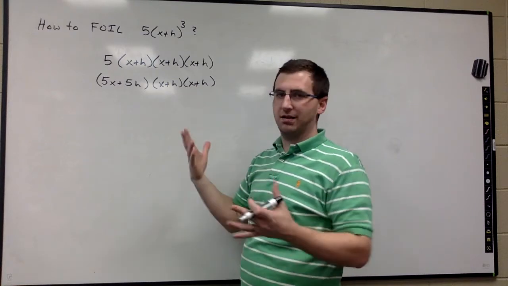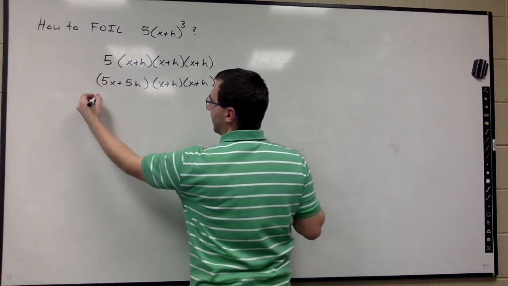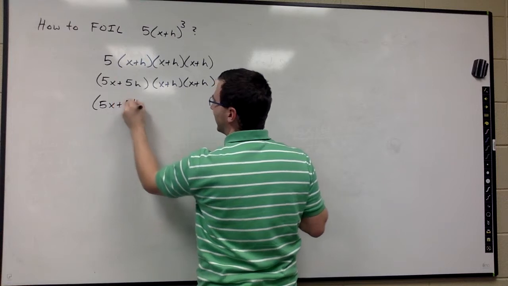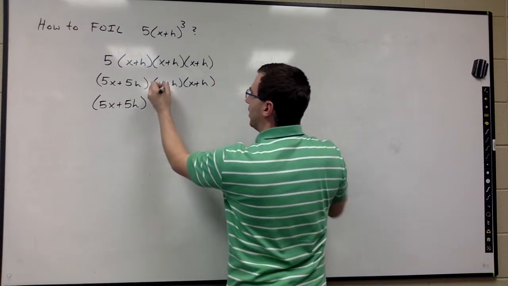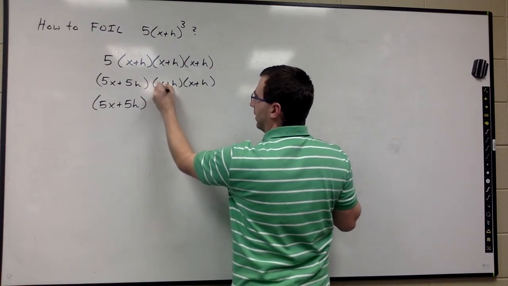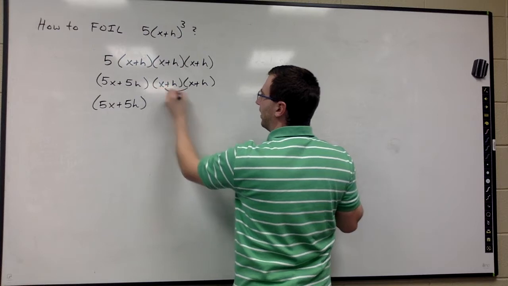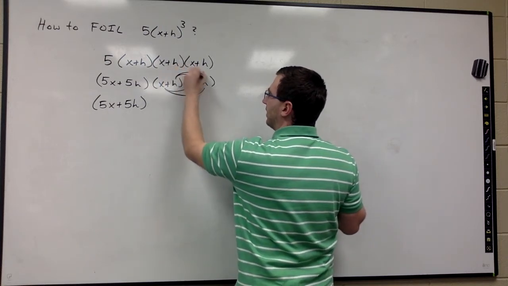So I'm going to knock that one out first. I'm going to leave this 5x plus 5h by itself, so that's going to come on down to the right. I'm not going to do anything with it yet. But here, when I multiply these two, you can also draw your arrows if you have to. First, the first terms multiply together. The outer terms multiply together. The inner terms, and then the last terms.